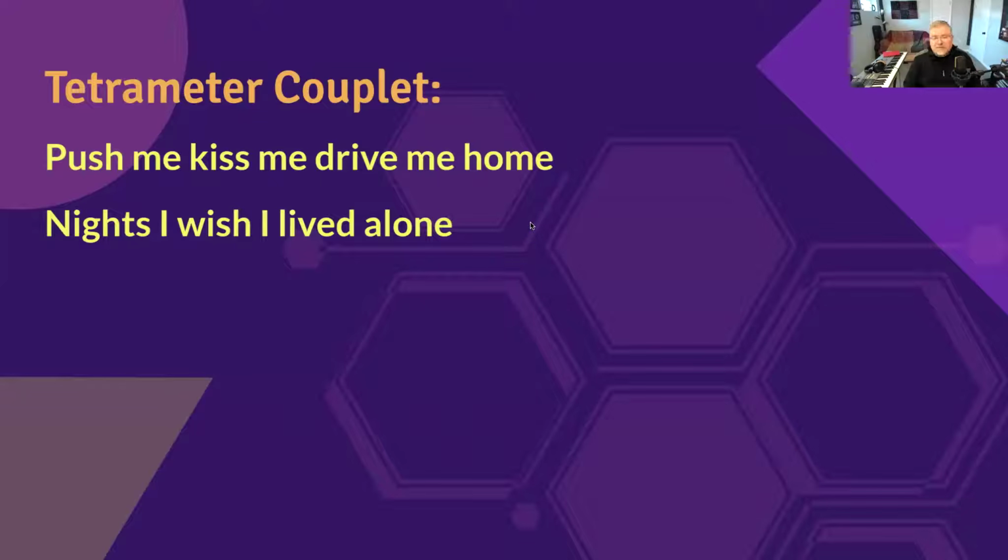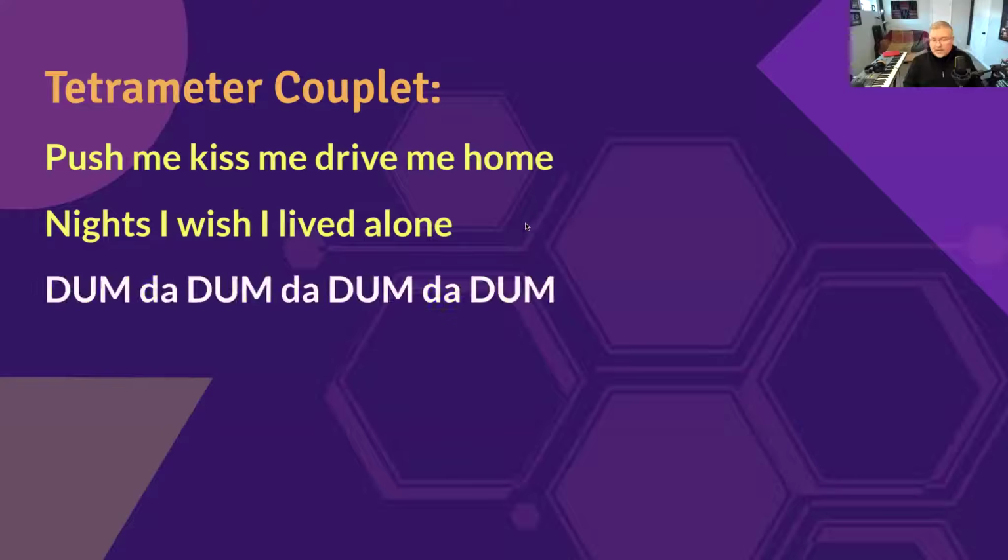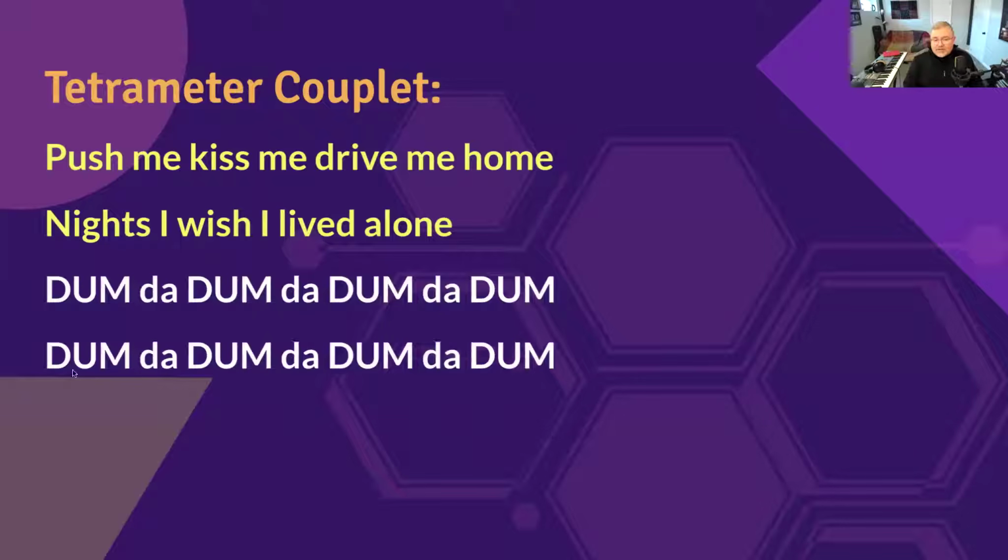So what does that look like from a stressed syllable pattern? Well, you have two lines that are dum da dum da dum da dum, dum da dum da dum da dum. So that's a tetrameter couplet. Four stressed syllables, the lines match each other, there's resolution. Couplets usually create resolution when they balance each other out. And that's going to be an important concept that we're going to talk about in just a minute.